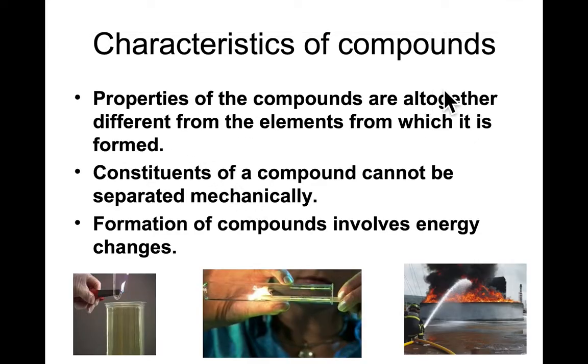The characteristics of compounds. Properties of compounds are altogether different from the elements from which it is formed. Constituents of a compound cannot be separated mechanically, and formation of a compound involves energy changes. Basically, compounds are the result of chemical change and mixtures are the result of physical change, which you have studied in the previous classes. Physical changes are the changes which show a change in shape, size, and no original property of the constituents is changed, but in a chemical change the properties of the product are altogether different from its constituents.